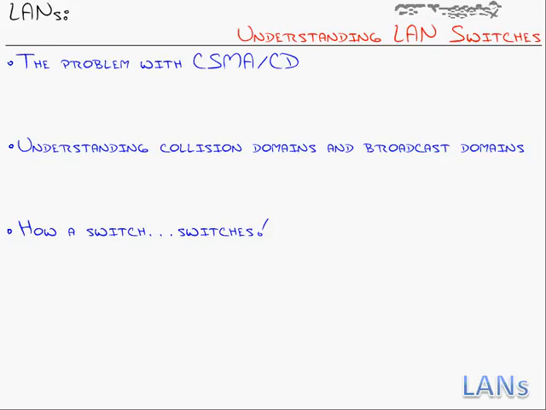That should give you a good idea of the difference between a switch and a hub, and also tie together that concept of collision domains, which is how many people can send at the same time, and broadcast domains. That's what solved the problem with CSMA/CD by splitting our network up to where every device can send and receive at the same time. Last thing we talked about here was how a switch switches, how the switch becomes more intelligent learning those MAC addresses.